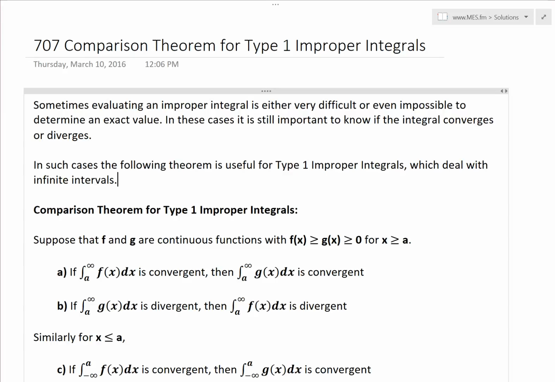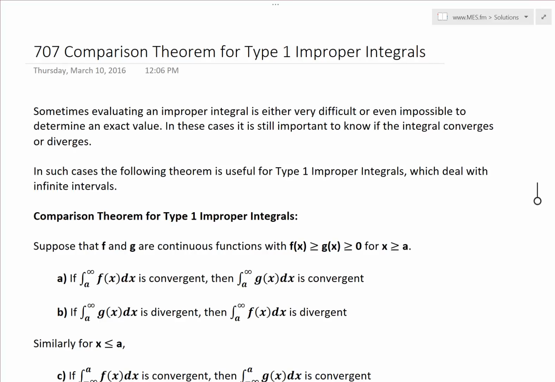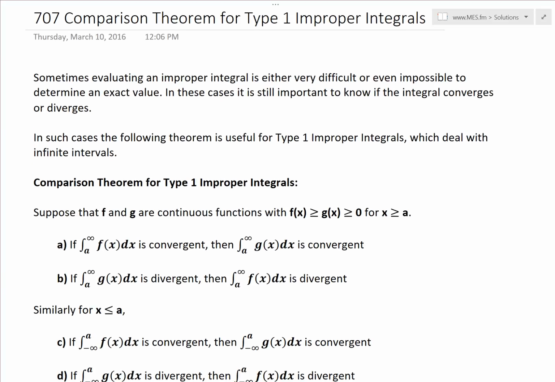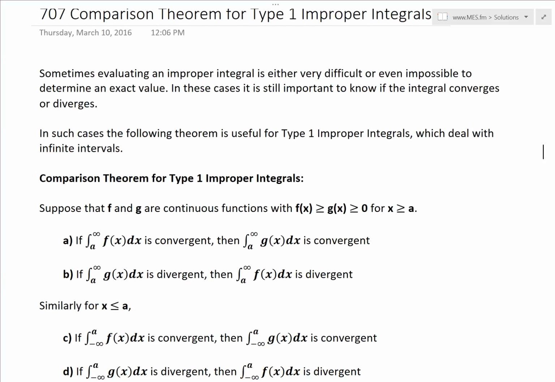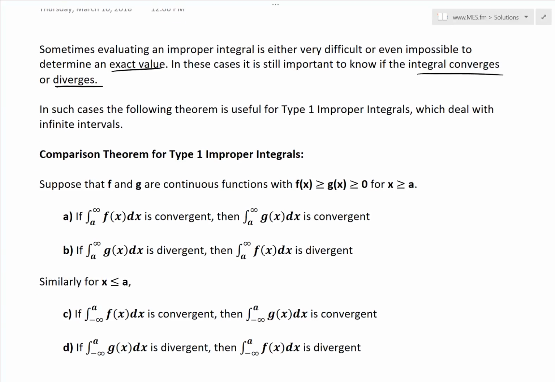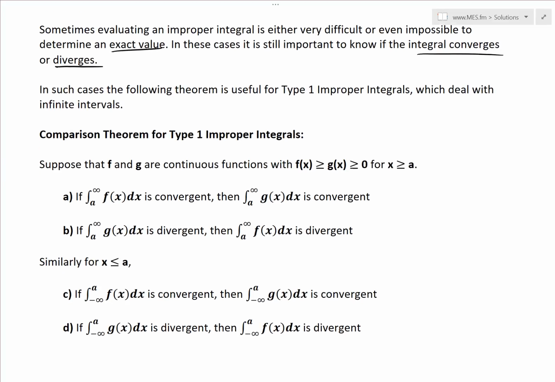Hi, it's time for another math easy solution to discuss further into improper integrals and now go over the comparison theorem for type 1 improper integrals. Basically, sometimes evaluating an improper integral is either very difficult or even impossible to determine an exact value. In these cases, it is still important to know if the integral converges or diverges. In such cases, the following theorem is useful for type 1 improper integrals.